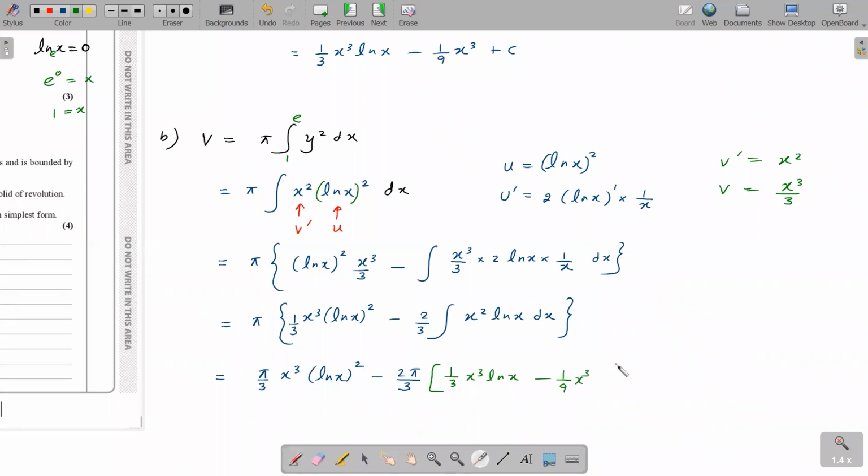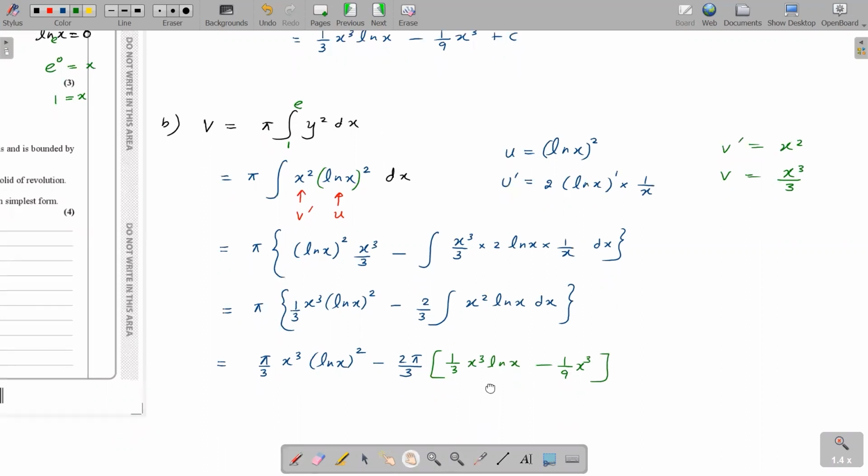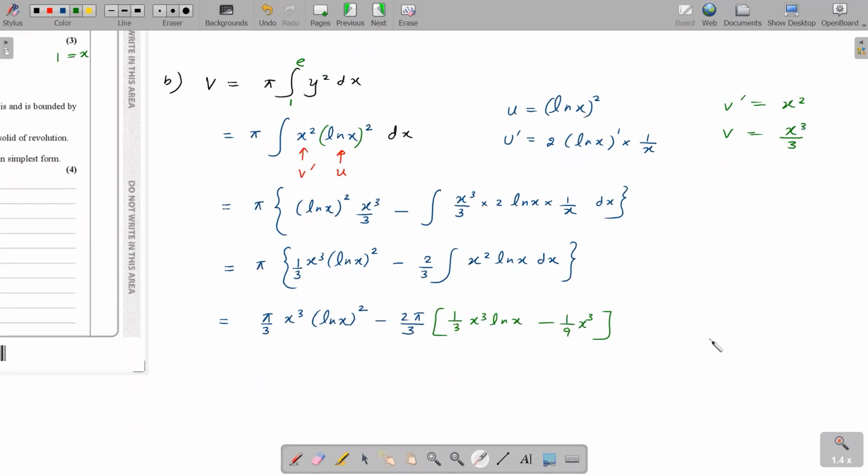The plus c, you can put it here or you can just ignore. Why? Because we are going to put limits. When you put limits, c will just cancel out, because when you put both limits, you put a minus sign in the middle, and the c cancels out. So when you are putting the integration with limits, you don't need to put the arbitrary constant. Okay, this is okay. So now the final stage is we need to write it out and input the limits.